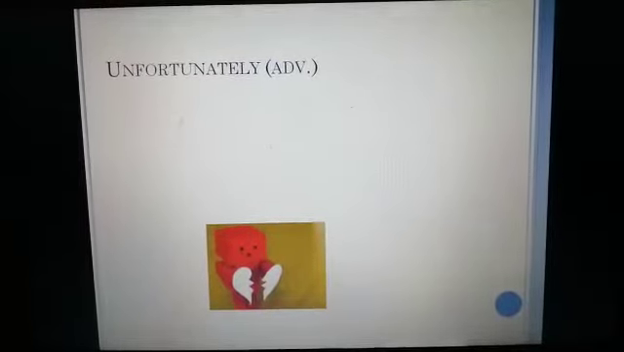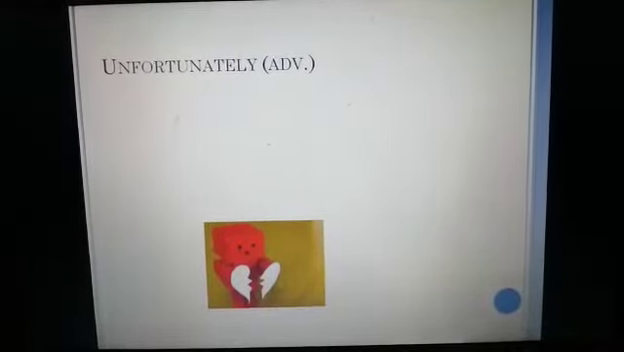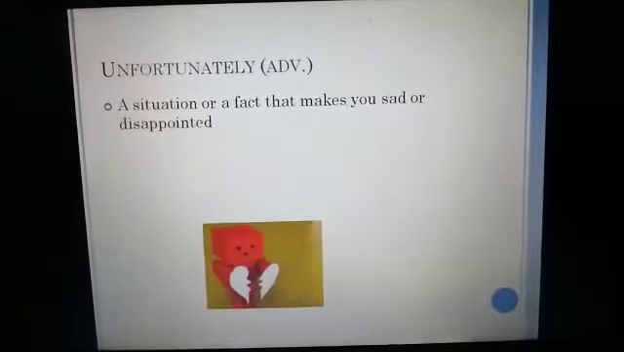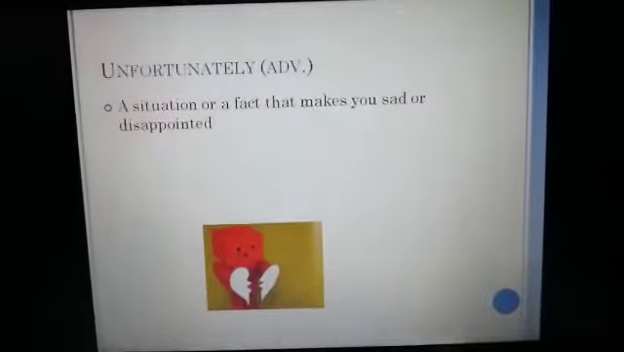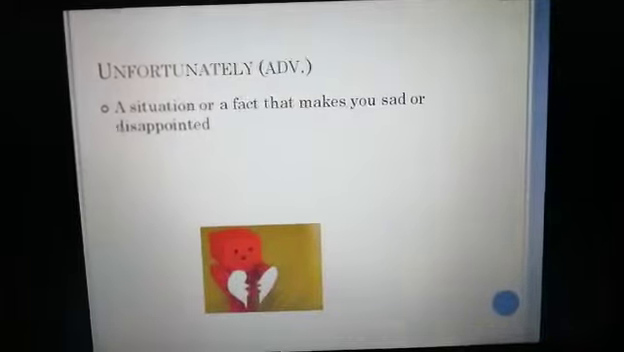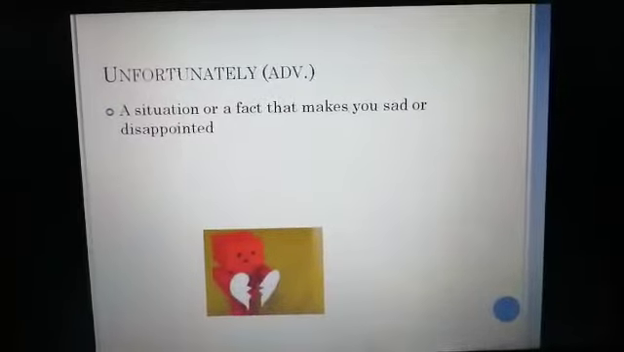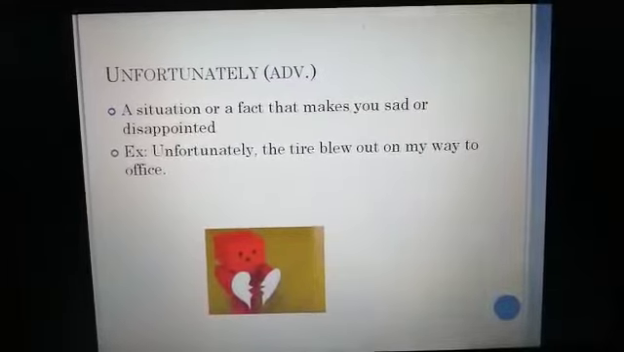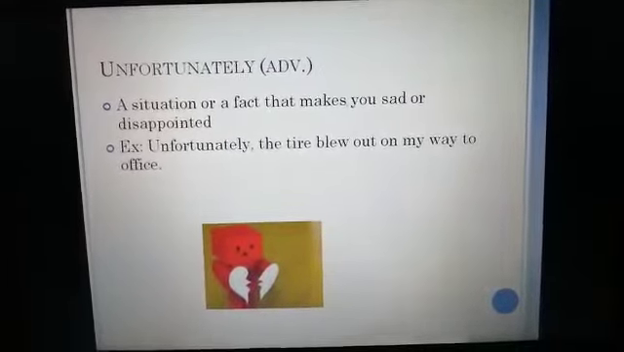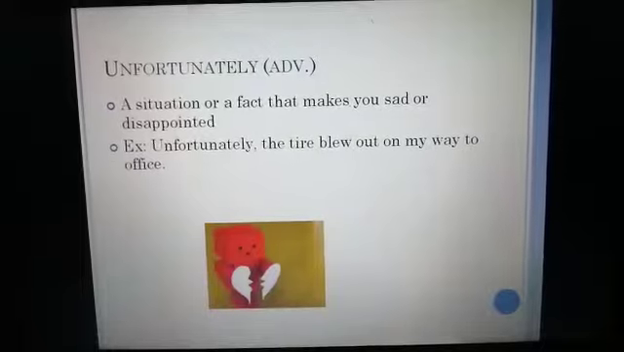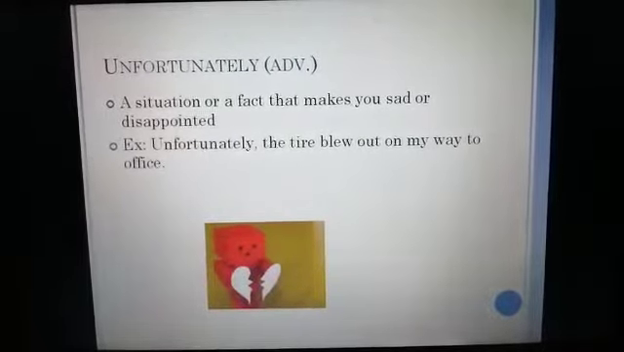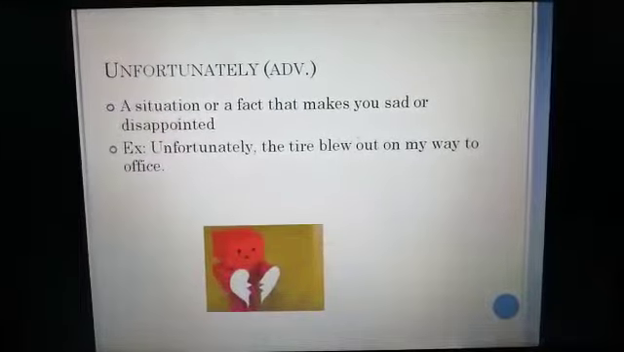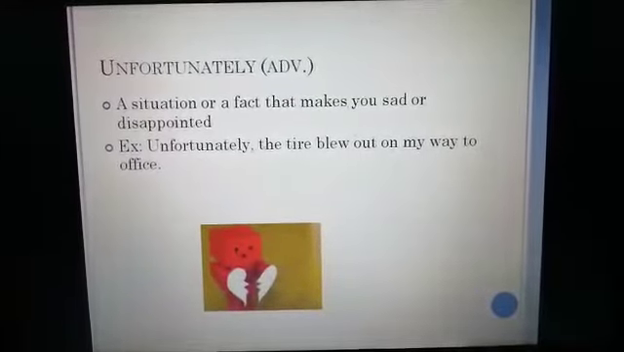Okay, unfortunately, it's an adverb and it means a situation or a fact that makes you sad or disappointed. You're not lucky, okay? It's a situation that makes you sad. For example, unfortunately, the tire blew out on my way to office. Okay, I wasn't that lucky as the tire blew out on my way to office.